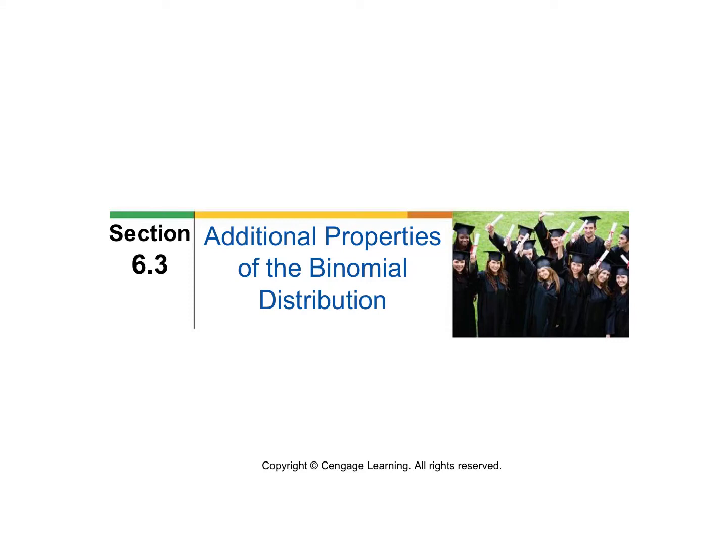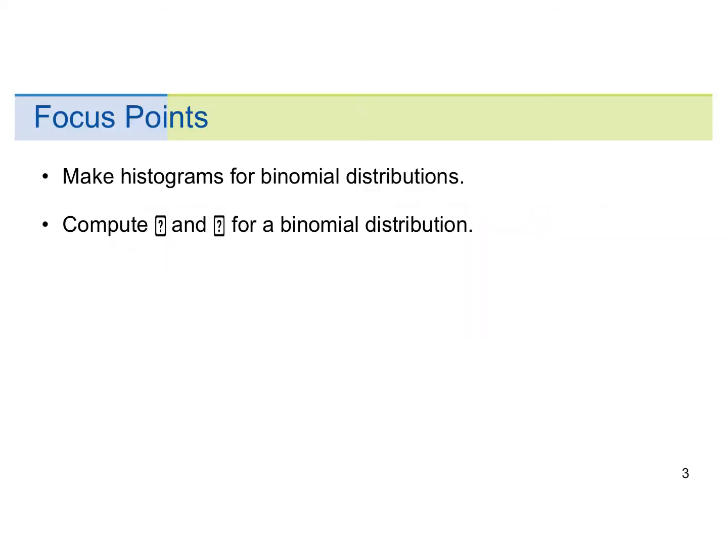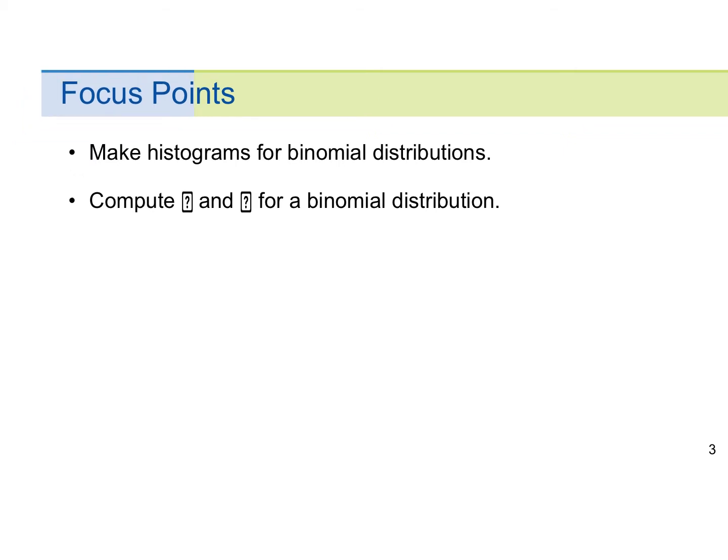All right, Honors Stats, this is chapter 6.3. We're going to do a couple more things with the binomial distribution. The first thing we're going to do is make a histogram for the binomial distribution. And the second thing is we're going to compute mu and sigma, which is the mean and the standard deviation for a binomial distribution. Those two formulas are very, very straightforward. You'll have no problem with it.